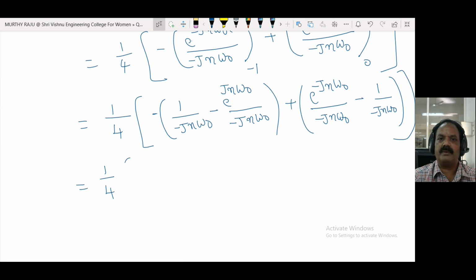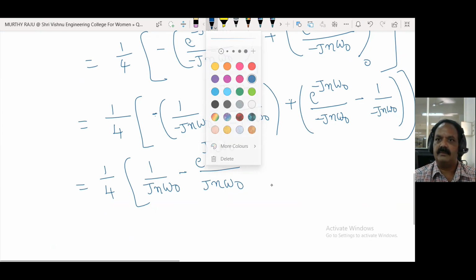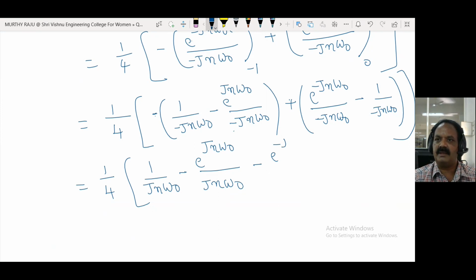That is equal to 1 by 4 minus into minus plus 1 by j n omega naught, minus into minus plus plus into minus minus e power j n omega naught by j n omega naught plus into minus minus plus into minus minus e power minus j n omega naught by j n omega naught plus into minus into minus plus 1 by j n omega naught.